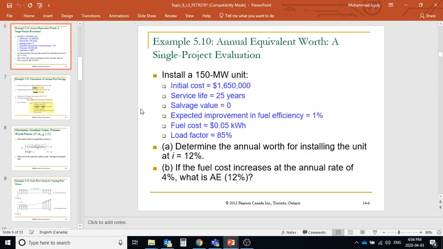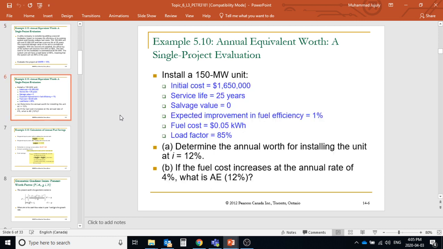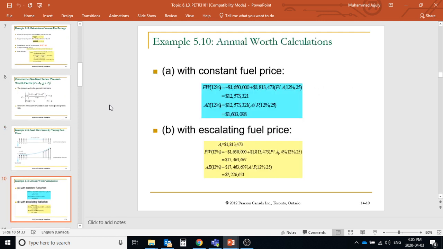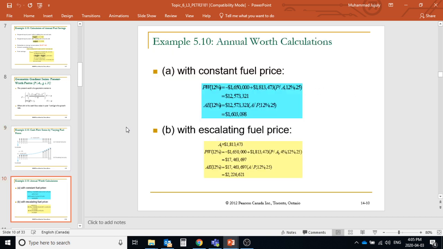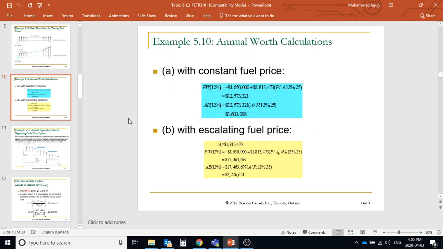Now in your question, if you go through it, you will find that the fuel cost increases 4% each year. That's how you will adjust it. This geometric gradient gives you that answer. So if the fuel increases 4% each year, in the case of small g, you will just replace it with 4% or 0.04, and you can solve this problem based on this criterion.